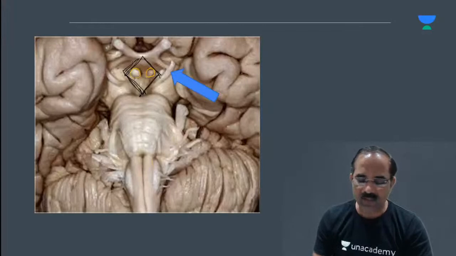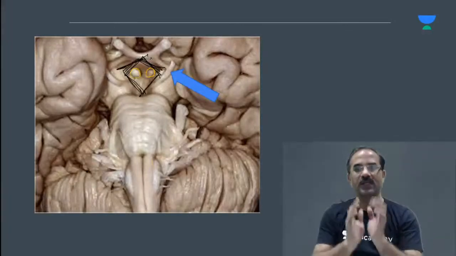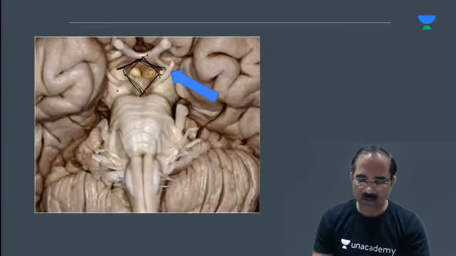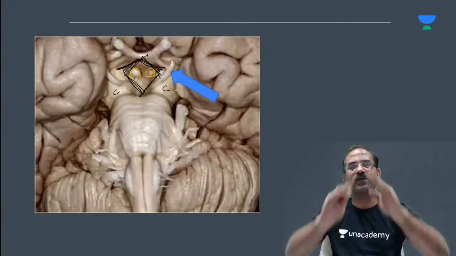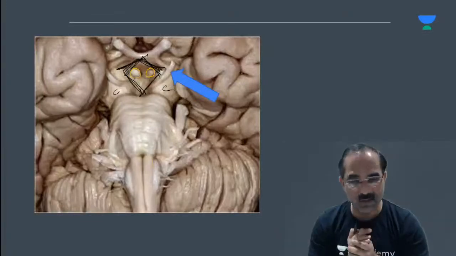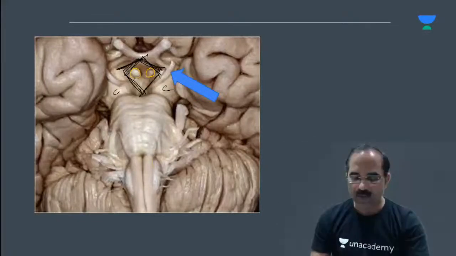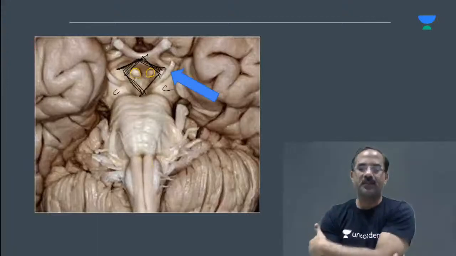On either side is the optic tract. Anterolaterally is the optic tract, and posterolaterally is the crus cerebri. Okay. And what are the contents of the interpeduncular fossa?